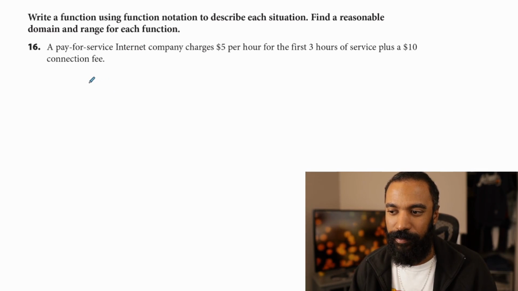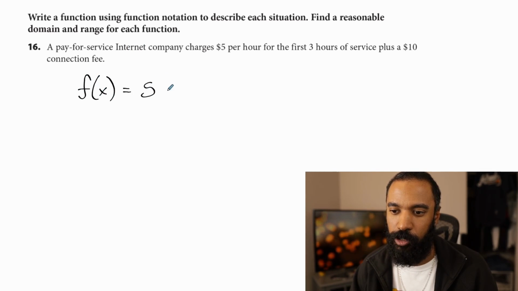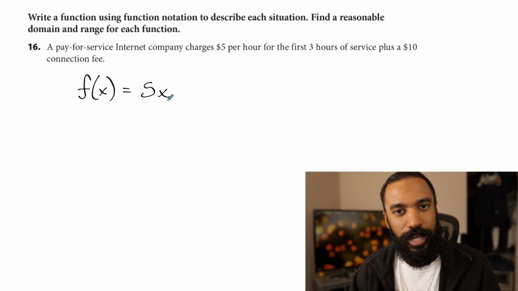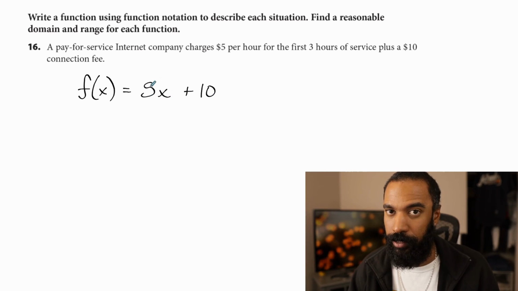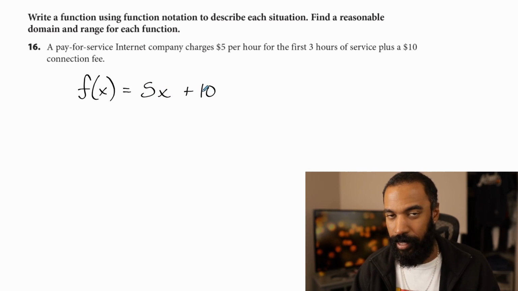Pay-for-service internet company charges $5 per hour, so the amount they charge is dependent on the number of hours. $5 per hour times the number of hours is how much you'll pay. But remember, just to connect, there's a base value of $10. You can go for 10 hours, but that $10 is still applied at the end.